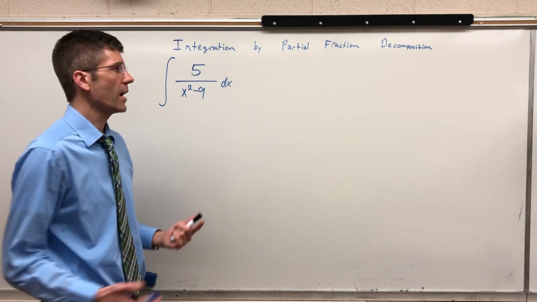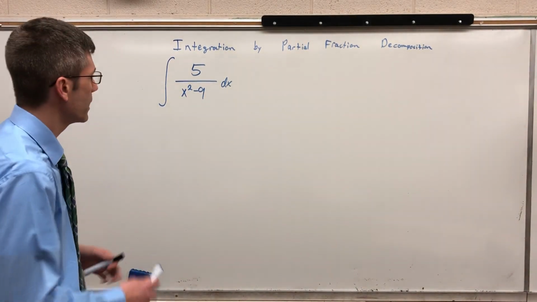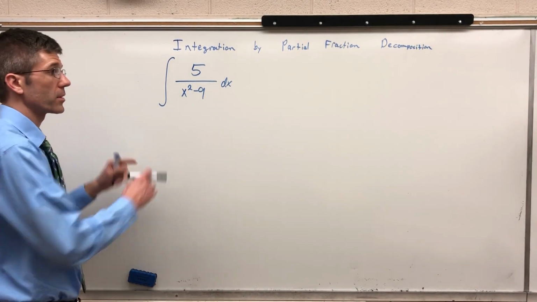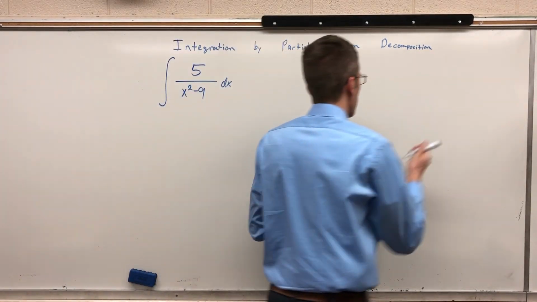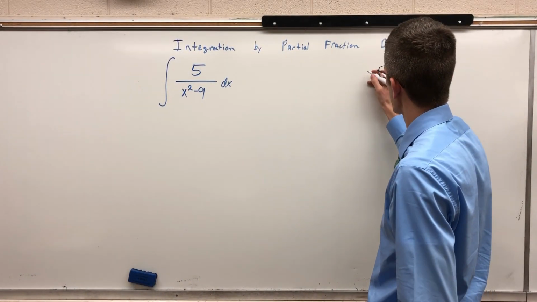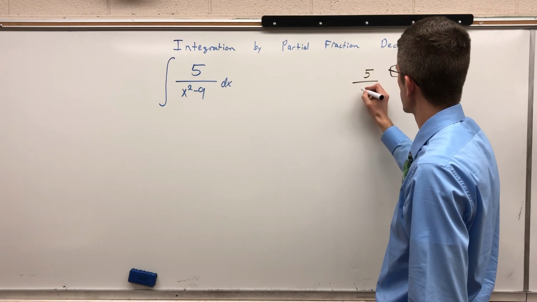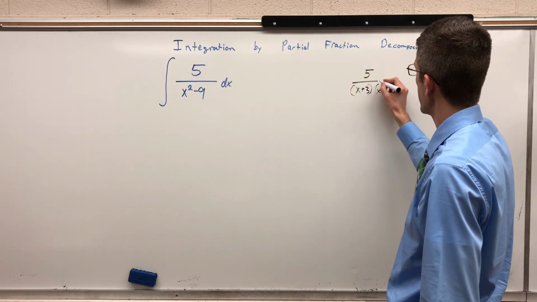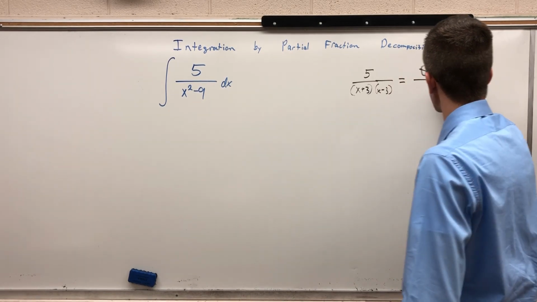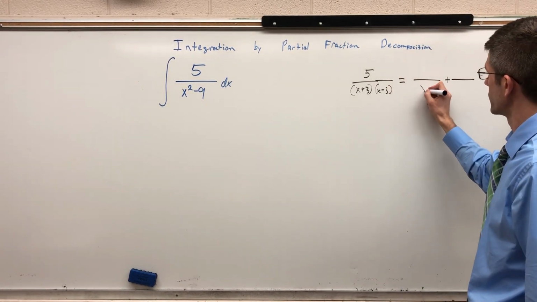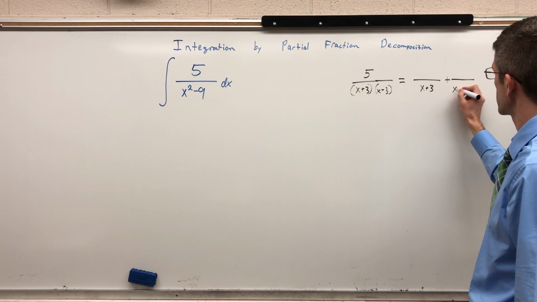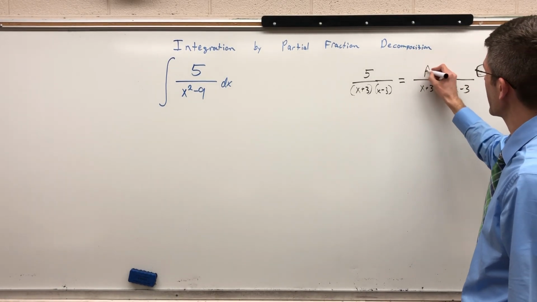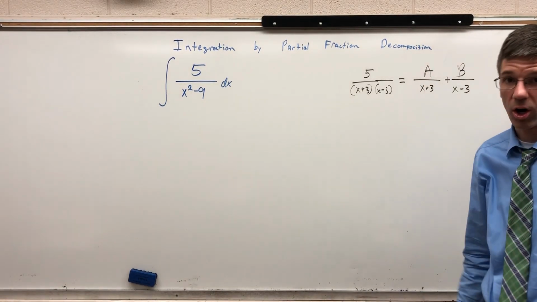So no, we're going to have to use partial fraction decomposition, and therefore I'm going to come over here and do it. So what I really have is this fraction, 5 over (x plus 3)(x minus 3), and that is really two fractions added together. One of them is something over x plus 3, and the other one is something over x minus 3, and it's A and it's B, and I don't know what they are.